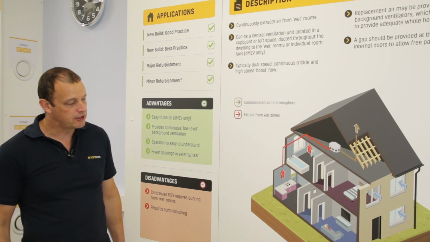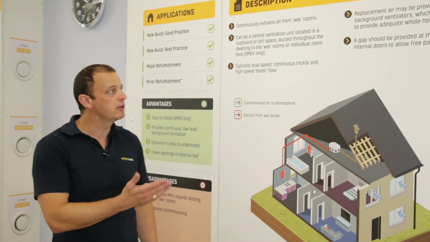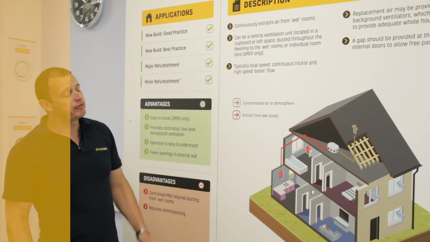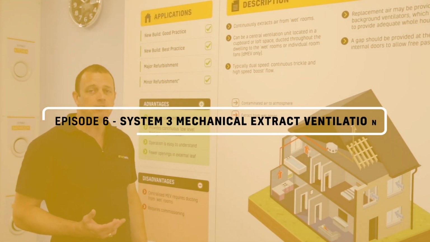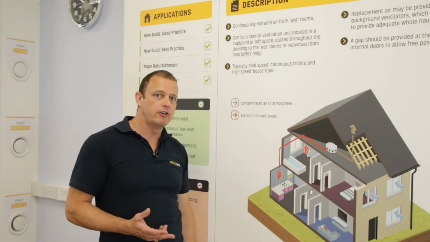Right, so here we are with System 3. As I said, we've skipped System 2. We're going to move on to System 3. System 3 is known as what we call mechanical extract ventilation. This is a continuous running system.